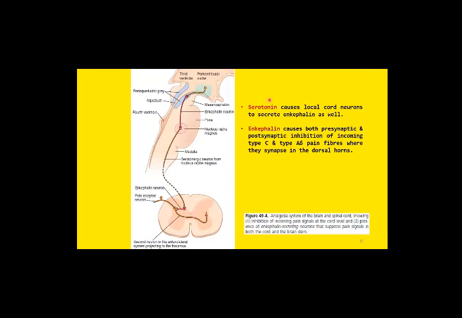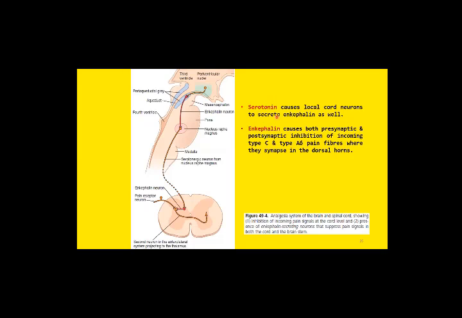So we have defined the terminology of pain. We have classified types of pain, fast pain versus slow pain. We have discussed a few abnormal pain sensations. We have compared the two types of pain pathways, the neospinothalamic pathway and the paleospinothalamic pathway. And we have also understood the concept of gate control theory.